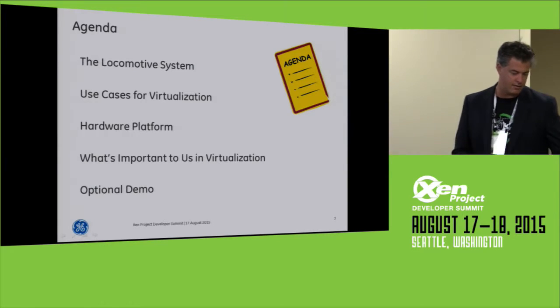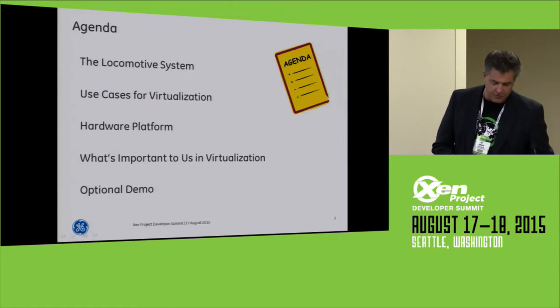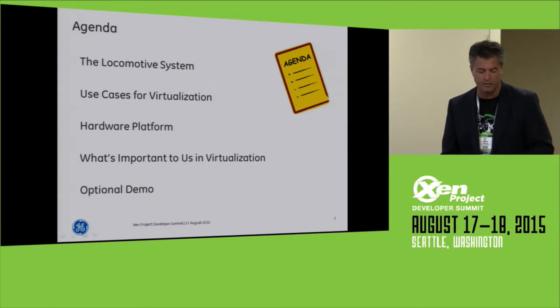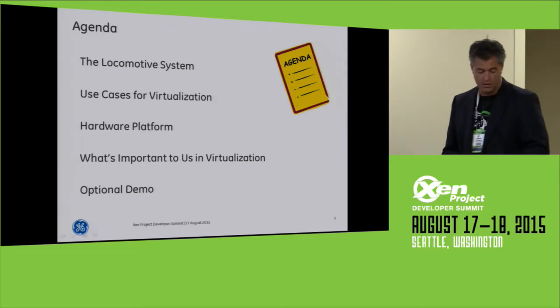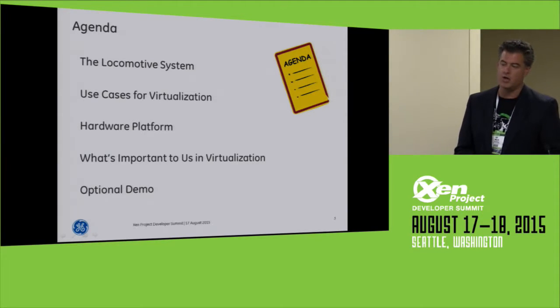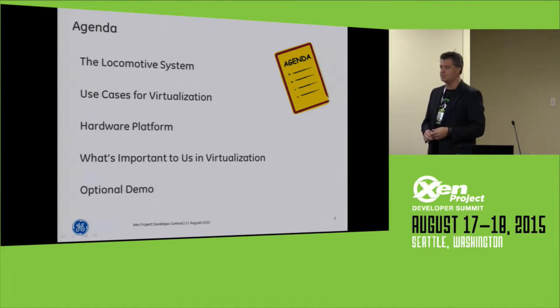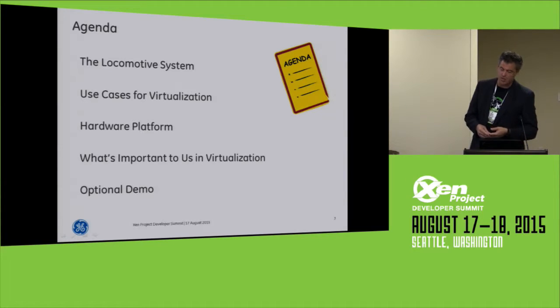Anyway, the agenda we're going to go through is I'm going to talk a little bit about the Locomotive System. We're running Zen as a hypervisor on locomotive units running around the field. By the way, both GE and non-GE locomotives, which is kind of neat. We're going to talk about what our use cases are for virtualization, go over our hardware platform, and then most importantly, which is kind of towards the end, discuss what's important to us in virtualization. So if you're a developer for virtualization, or maybe a co-developer or a co-user just like me, you can see what sort of attributes we're using for it.